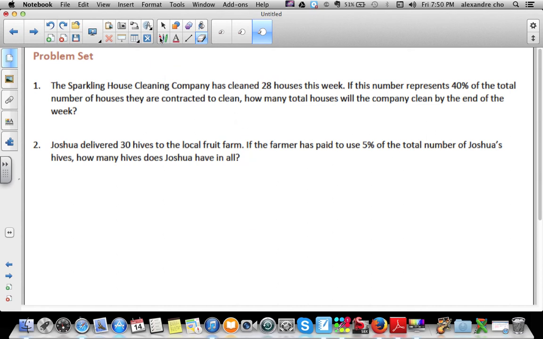And then we have Joshua delivered 30 hives to a local fruit farm. The farmer has paid to use 5% of the total number of Joshua's hives. How many hives does Joshua have in all? He delivered 30 hives. He has paid to use 5% of the total number of Joshua's hives. Ooh, hang on, I'm going to press pause because I need to read this again. Doesn't he have 30? He delivered 30. The farmer paid 5% of the total number.